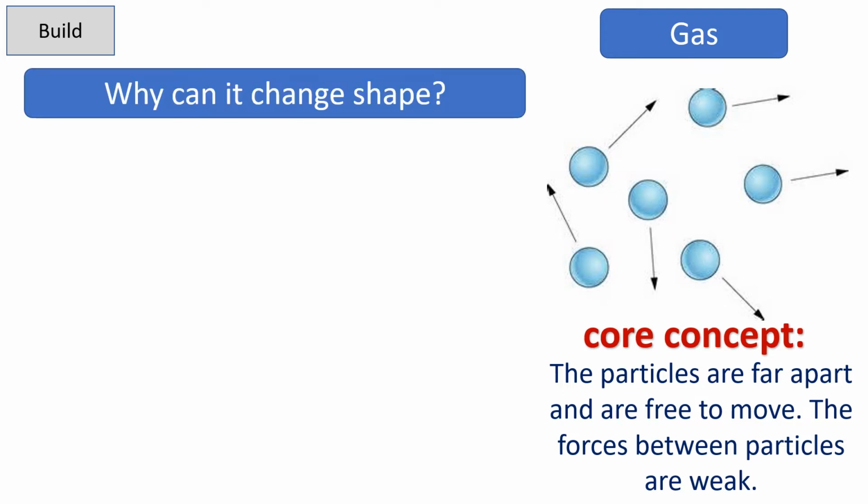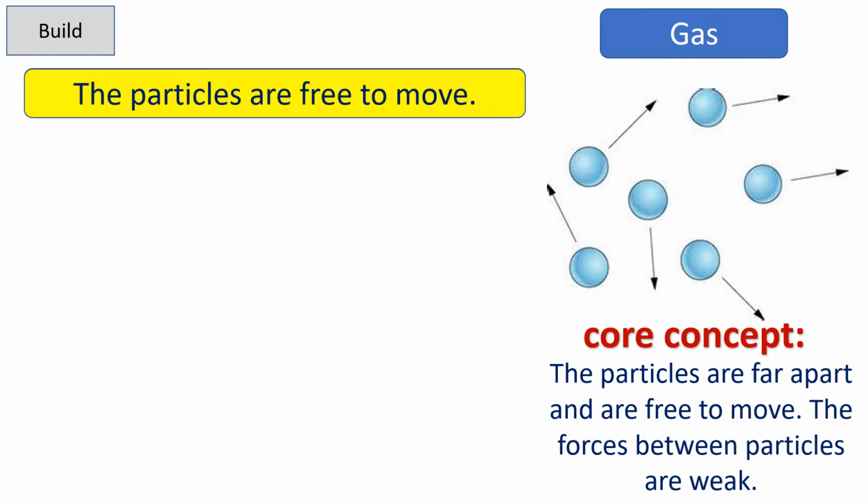So one property of gas is that it can change shape. It can take the shape of a small container, like an aerosol can of your favourite Lynx Africa, or it can take the shape of a room and spread out. So why can it change shape? Well, it's because the particles are free to move and they will flow and spread out into the shape of the container.